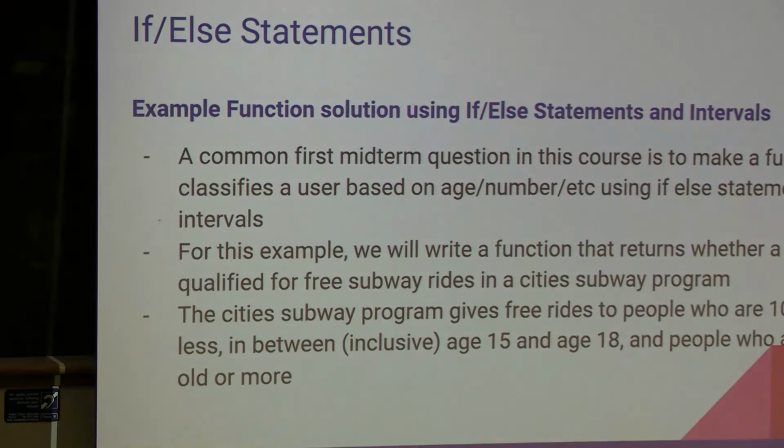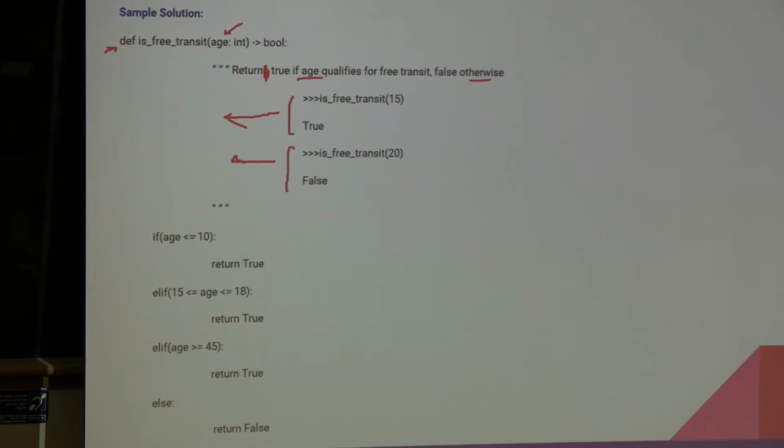In the previous slide, we talked about 3 different possibilities. Comparing with 10, comparing between 15 and 18, and comparing after 45. And as you can see, you can use an if statement for the first one. If age is less than or equal to 10, return true. Otherwise, or else if my age is between these 2 specific numbers, return true. If age is greater than or equal to 45, return true. So these are all the 3 conditions that will give you free tickets.